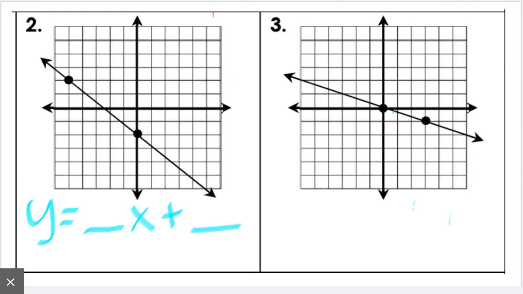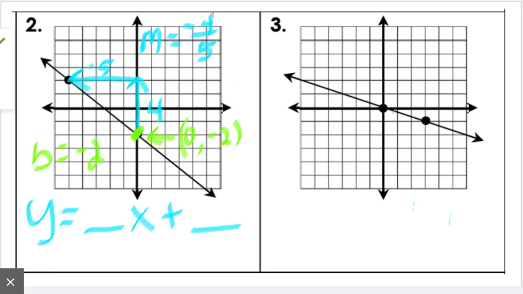So to find the slope, we're going to do the rise over the run. So we rise up here, 1, 2, 3, 4, and we run 1, 2, 3, 4, 5. But we're going to the left. So our slope will be -4 over 5. And now we just look at our graph to determine where is the y-intercept. So it's right here. And that point is (0, -2). So our b will be -2.